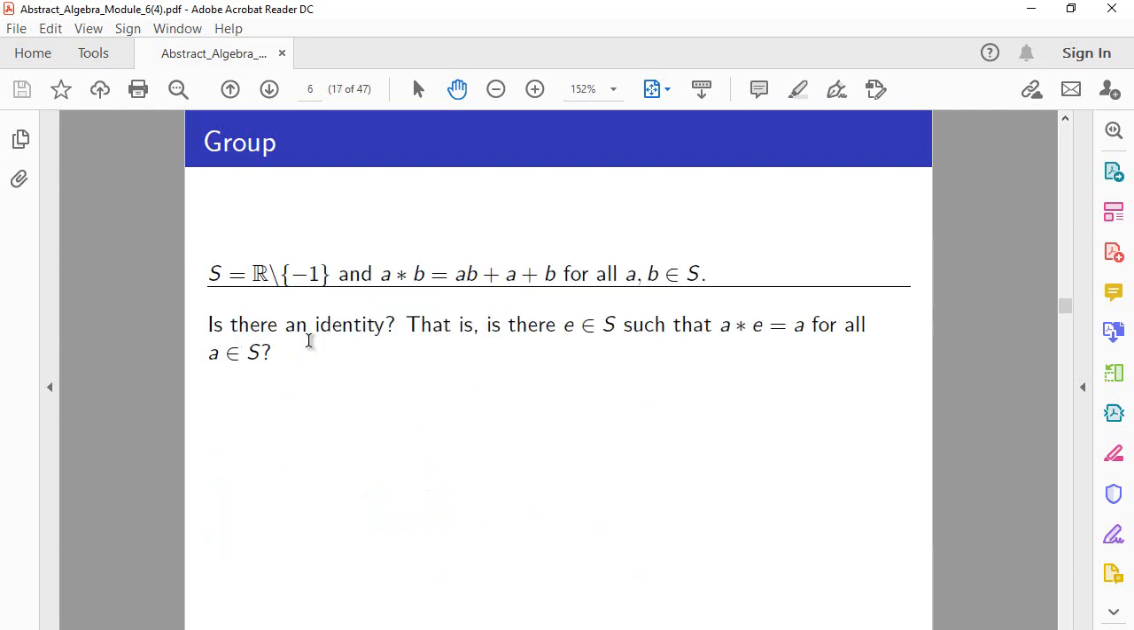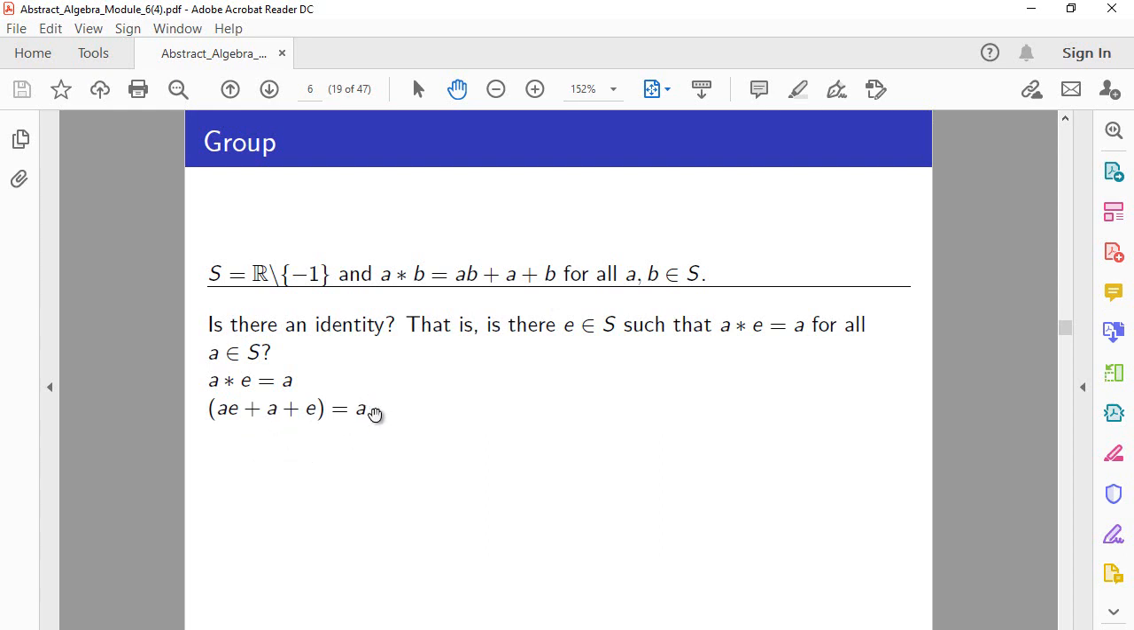Here I wrote down the set S again, and the operation. Now we want to ask, is there an identity element in this set? That is, is there an element E such that A star E is A for all A in S? Let's let A be any element of S, and we want A star E to be A. From this equation, I want to solve for E. What is A star E? A star E would be AE plus A plus E. So that must be equal to A.